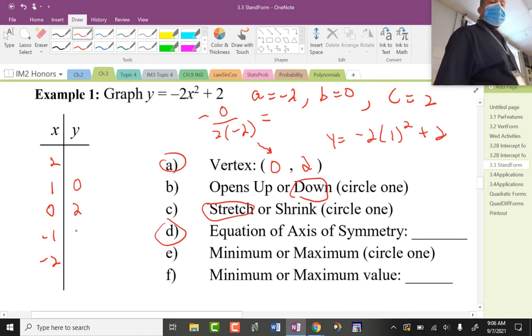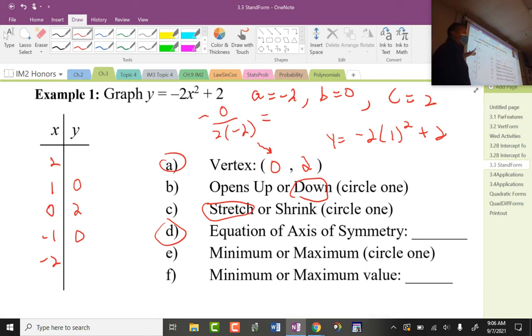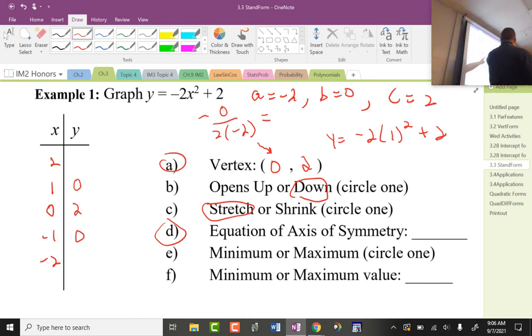By the way, symmetry. That should be 0 as well. Why? I'm 1 away from the vertex. So I went 1 away the other way from the vertex because of symmetry. That should be true. If you don't have faith in it, plug it in.